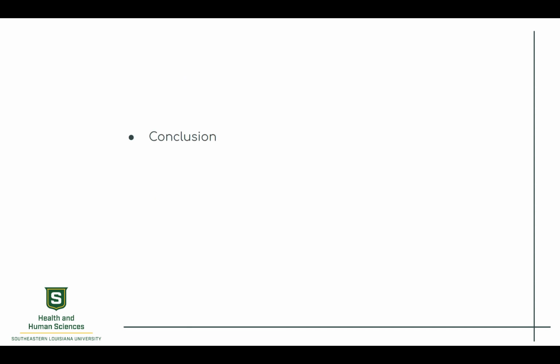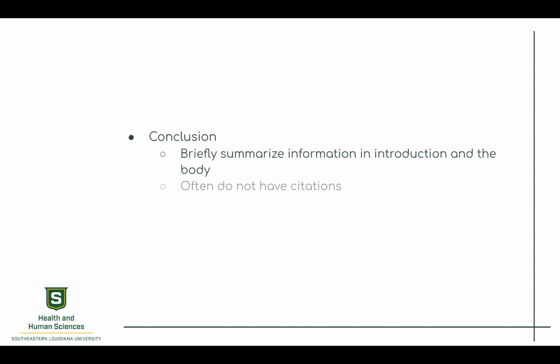Your conclusion is, remember, you are briefly summarizing the information in the introduction or the body. And it often does not have a citation. For the most part, conclusions don't have citations. The reason being that you are kind of repeating the same thing that you've said before, just saying it in a more succinct way. Like I said, you're compressing all of that information into fewer sentences. So there's really no need to do the citation again, because they have, remember, been previously cited.